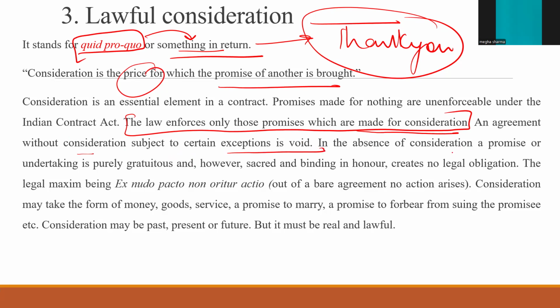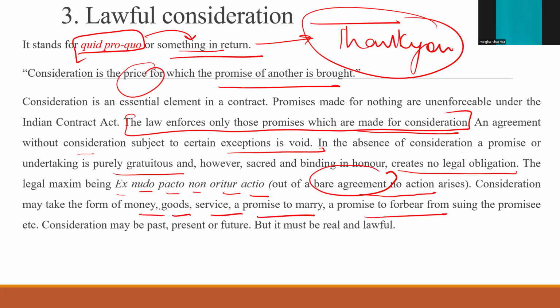In the absence of consideration, a promise or undertaking is purely a gracious one. However sacred and binding in honour, it creates no legal obligation. So the legal maxim is ex nudo pacto non oritur actio, which stands for: out of a bare agreement, no action arises. So an agreement alone cannot help you to get your compensation. You need to form a legal contract out of it. Consideration may take the form of money, goods, service, promise to marry, promise to forbear. These are all forms of consideration.